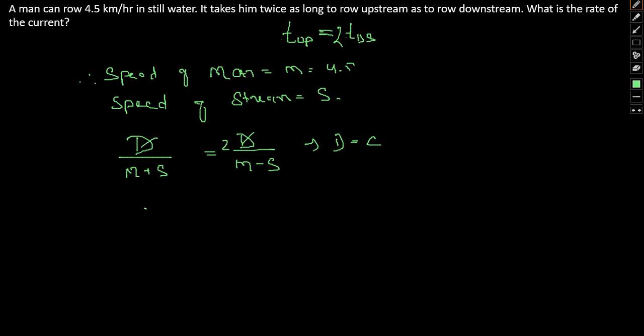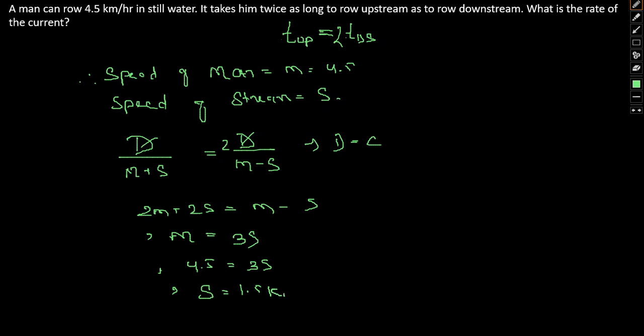So therefore we can actually write twice m plus twice s equal to m minus s. So therefore we can write m equal to 3s. M here is 4.5, 3s. So if you sort this out, s equal to 1.5 kilometer per hour, which is the rate of the stream. So I hope this is clear to you.